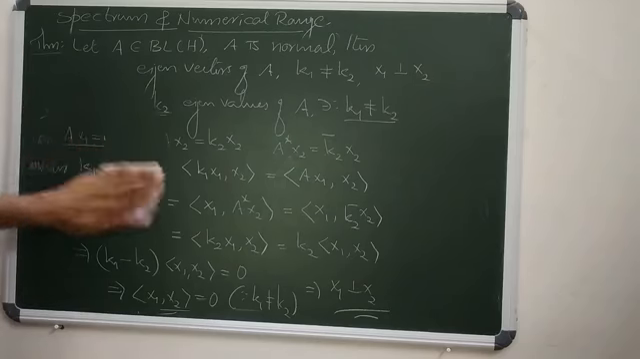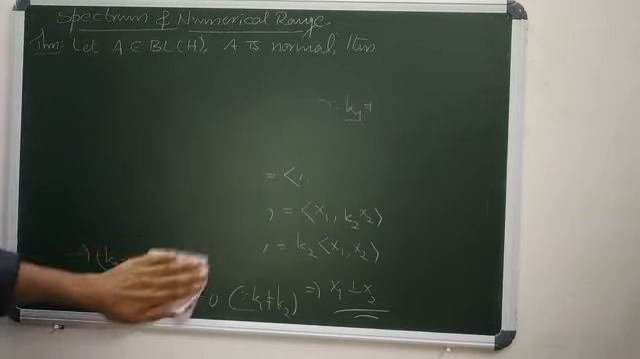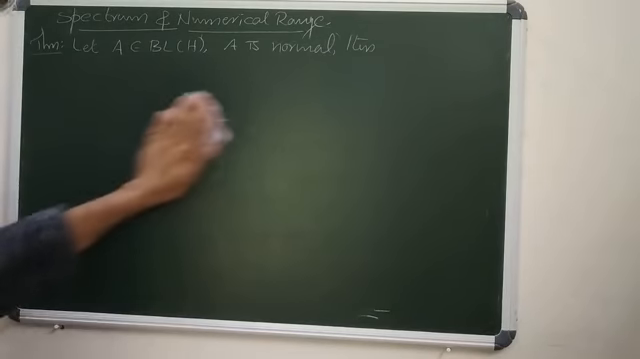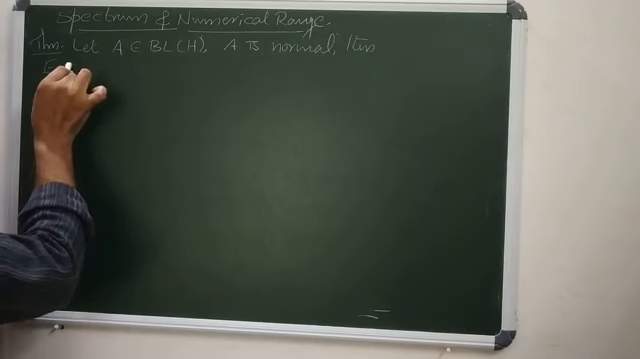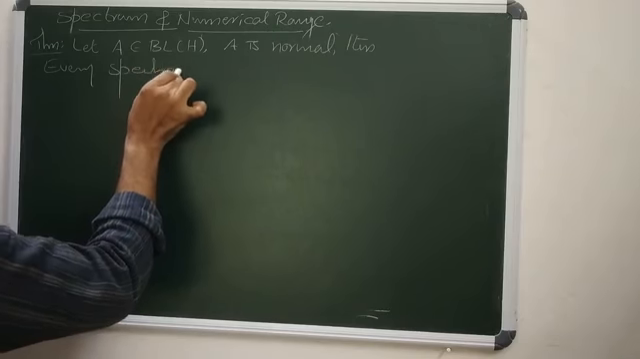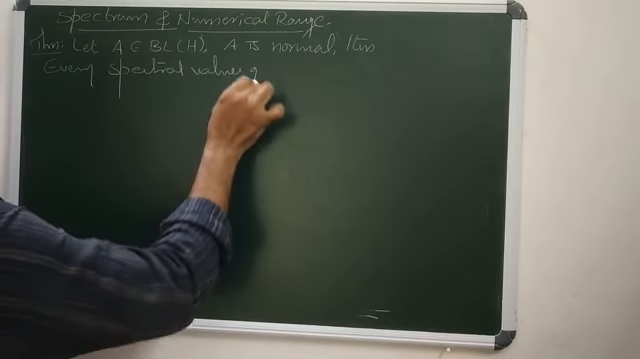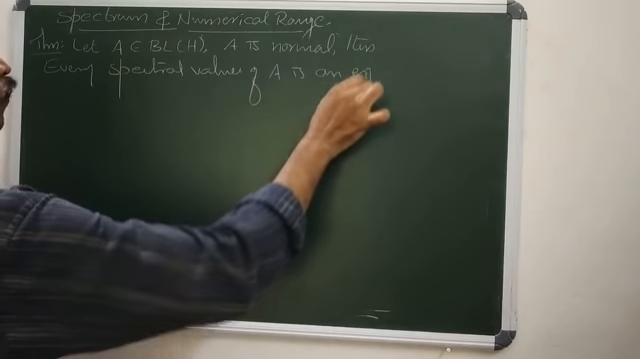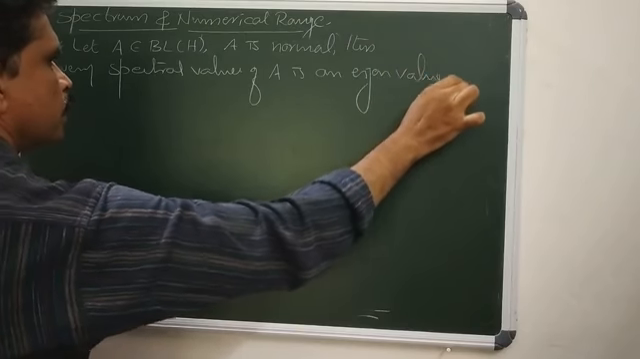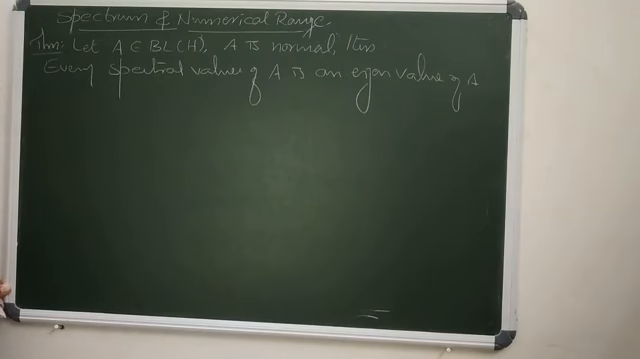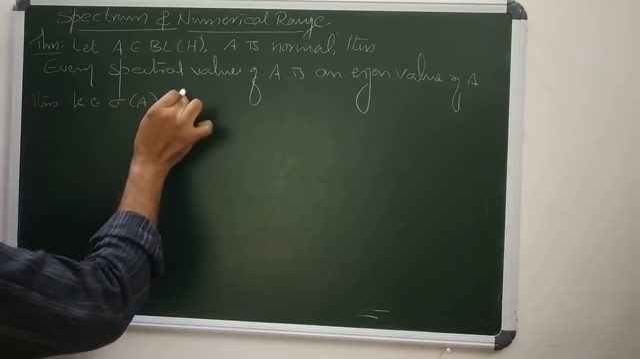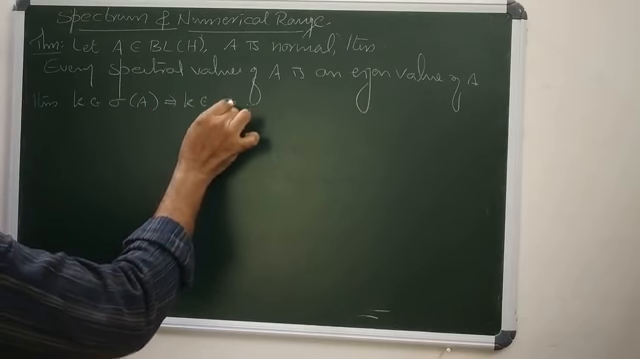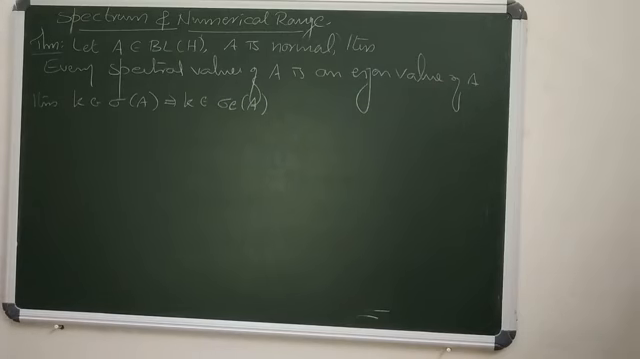Now we are going to another result. That is, when A is in BLH and A is normal, then every spectral value of A is an eigenvalue of A. That means if A star A equals A A star, that is, if A is normal, then k following sigma A implies k following sigma E of A.